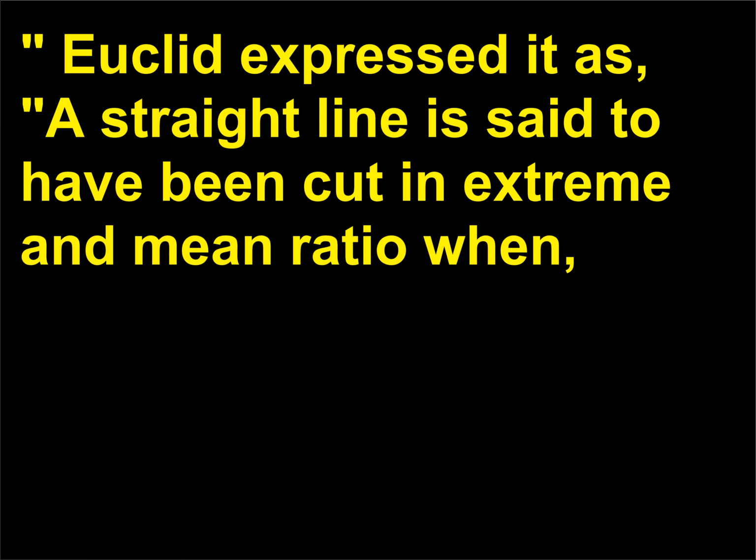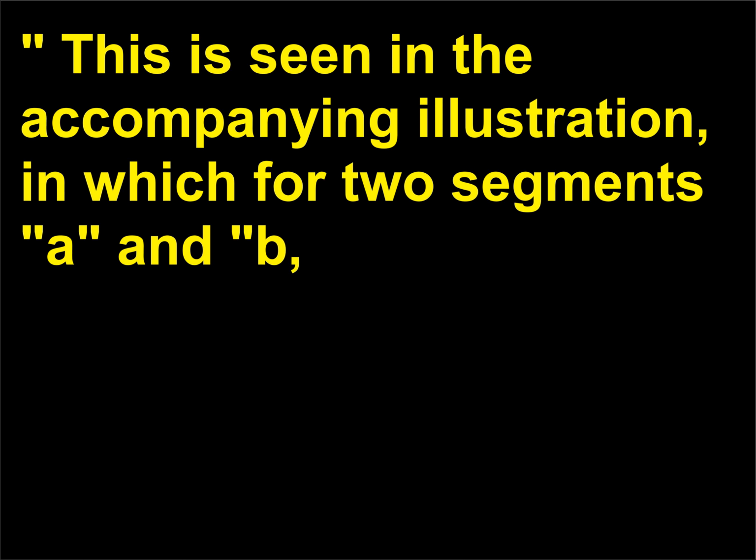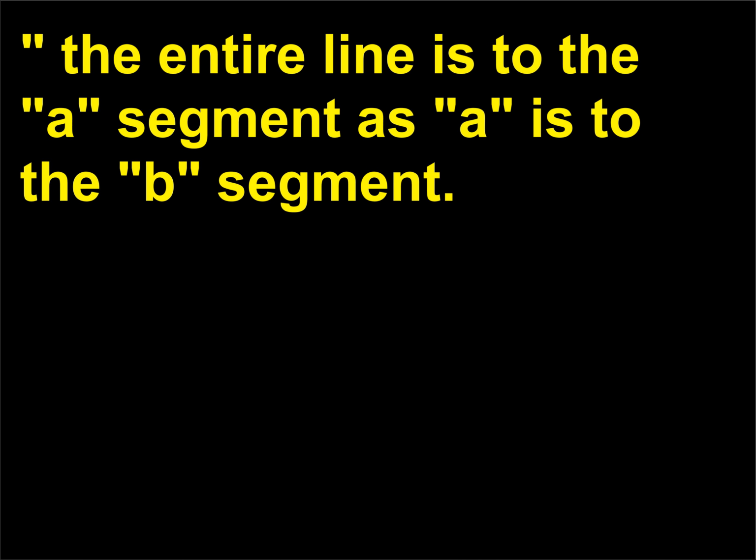Euclid expressed it as, a straight line is said to have been cut in extreme and mean ratio when, as the whole line is to the greater segment, so is the greater to the less. This is seen in the accompanying illustration, in which for two segments A and B, the entire line is to the A segment as A is to the B segment.